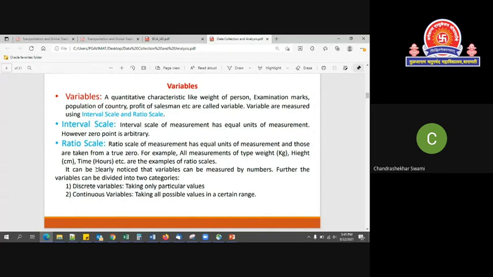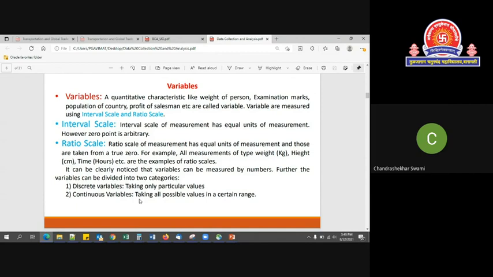Okay, height in centimeters, time in hours. These are some ratio scales. It can be clearly noticed that the variables can be measured by numbers. Further, the variables can be divided into two categories: one is discrete variables and another is continuous variables. What is meant by discrete and continuous variables?